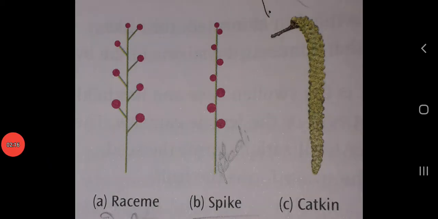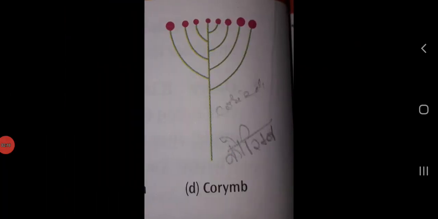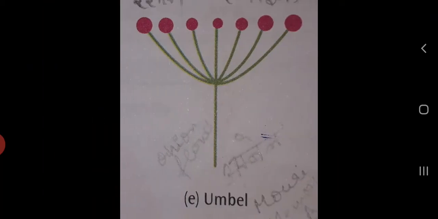Next, coming to the second one, with the main axis shortened. This can be of two further types, corymb and umbel. In a corymb, the pedicels of the lower flowers are longer, and in an umbel, all pedicels begin from the same point. Examples: hawthorn, coriander and scilla.